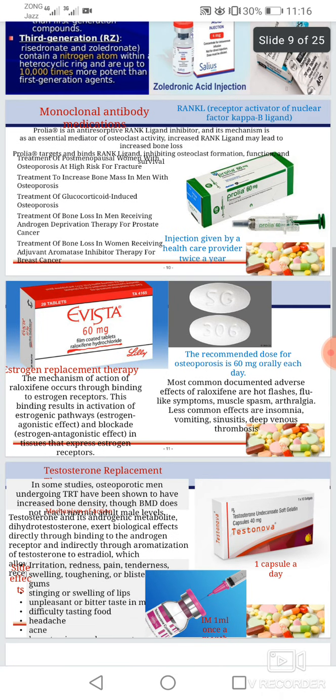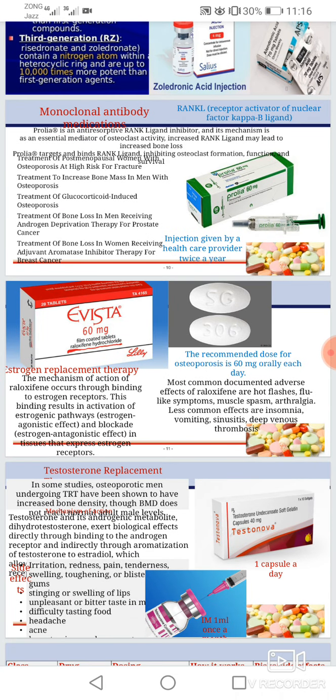So then we have monoclonal antibody medications. These include Prolia. Prolia is an anti-resorptive RANK ligand inhibitor, and its mechanism is targeting an essential mediator of osteoclast activity. Increased RANK ligand may lead to increased bone loss. Prolia targets and binds RANK ligand, inhibiting osteoclast formation, function, and survival, for the treatment of postmenopausal women.